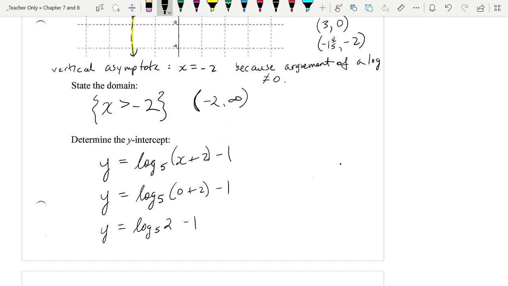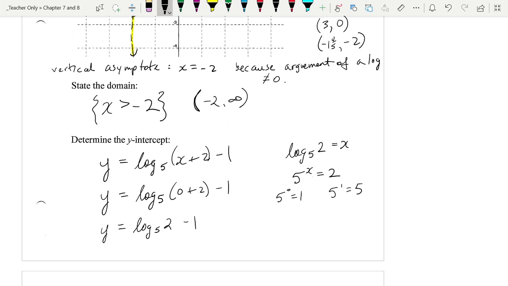But how do we figure that out? Well, remember, log to the base 5 of 2 means that in exponential form, 5 to some power is equal to 2. So what is that power? Well, 5 to the 0 makes 1. 5 to the 1 makes 5. So it's going to be point something.